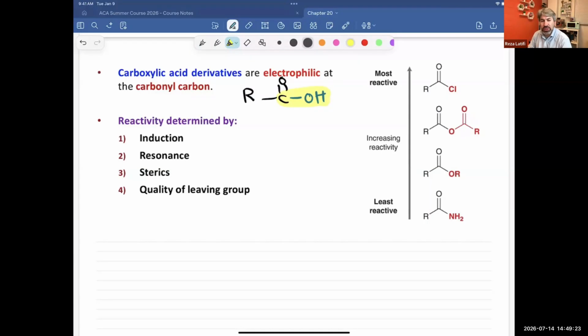So if you want to use a carboxylic acid as a precursor or starting compound, try to turn it into an acyl chloride. And as you see, when we go down to amide, the reactivity goes down. There are 4 factors that you need to consider when you design your chemical reactions, or when you have to pick the starting compound. The first one is induction, and then resonance, steric effect, and quality of the leaving group. Let's focus on the first two and figure out why acyl chlorides are more reactive than the others, and amides are the least reactive.